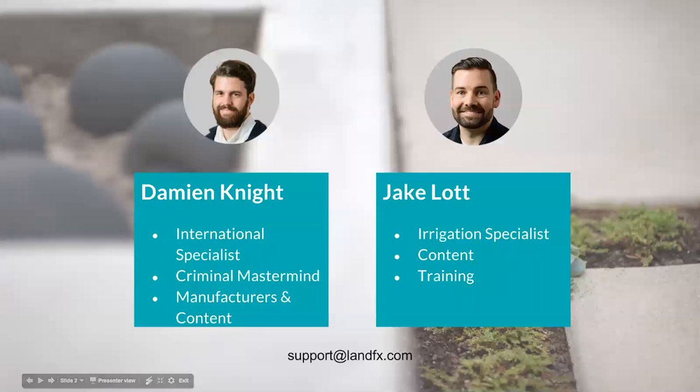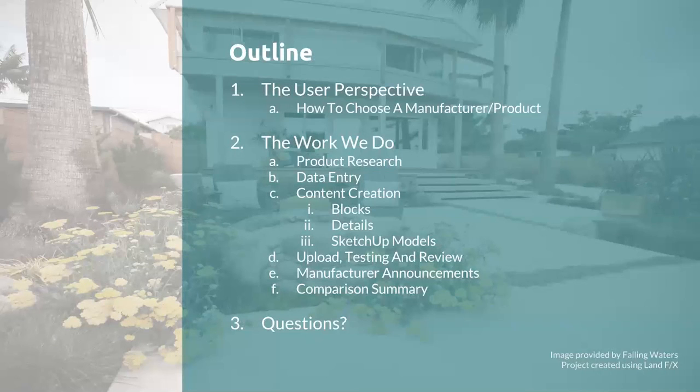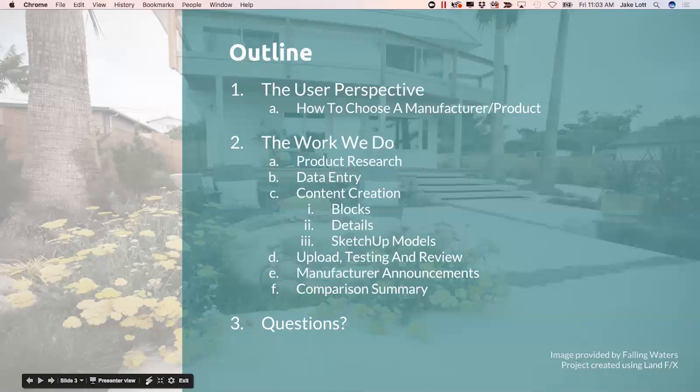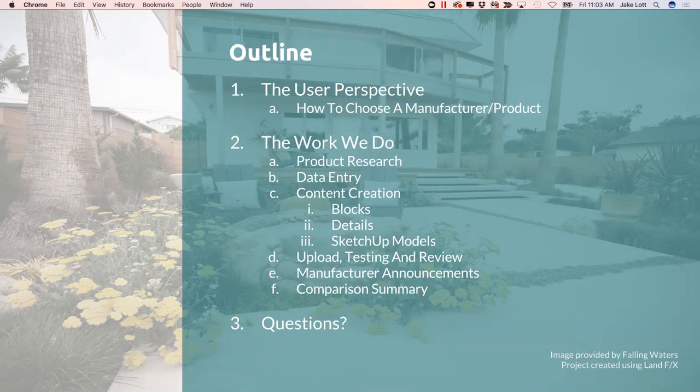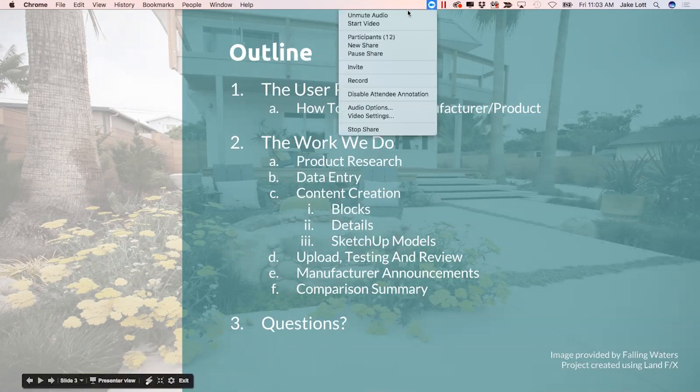So we're going to jump right into it and go through our outline really quick first. We're going to jump quickly into a user perspective on how to choose a manufacturer and product. Jake's going to run you through that. Then we're going to have a look at a bit of a behind the scenes view on the work that we do in order to get all of the data and information into our CAD database. And then we are going to finish off with some questions. Hopefully there won't be too many, but we never know.